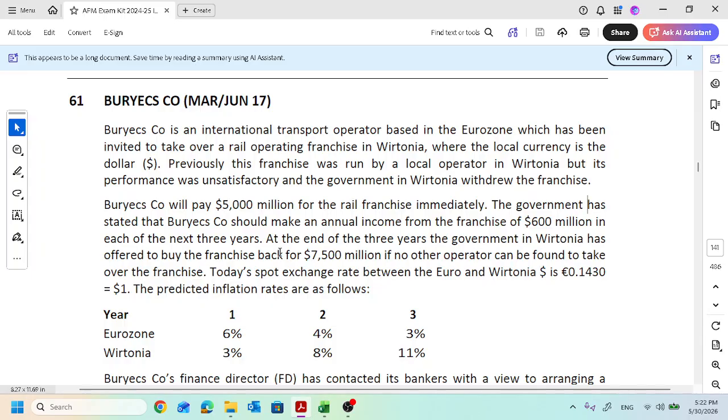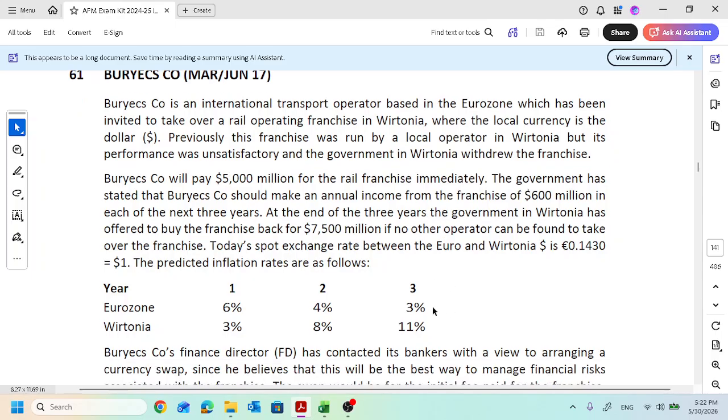of the next 3 years. At the end of the 3 years, the government of Virtonia has offered to buy the franchisee back for $7,500 million if no other operator can be found to take over the franchise.